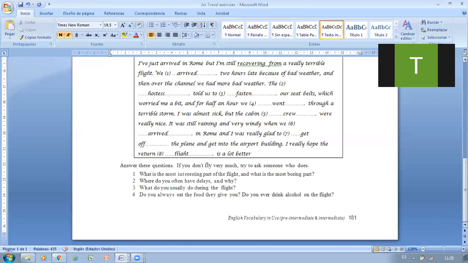Number two: where do you often have delays and why? Usually you have delays when you change planes, for example. And why? Because sometimes the plane is not in good working order. There are certain things happening to the plane, it has certain problems. So in that case, you're going to have a delay.